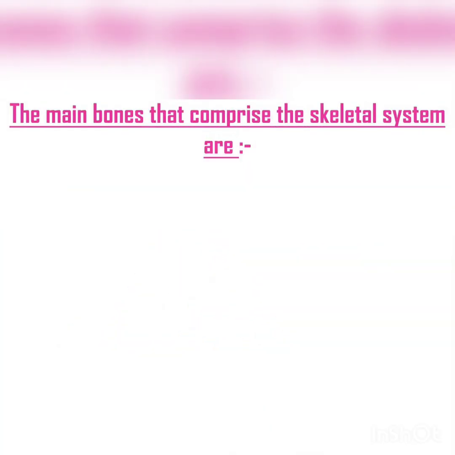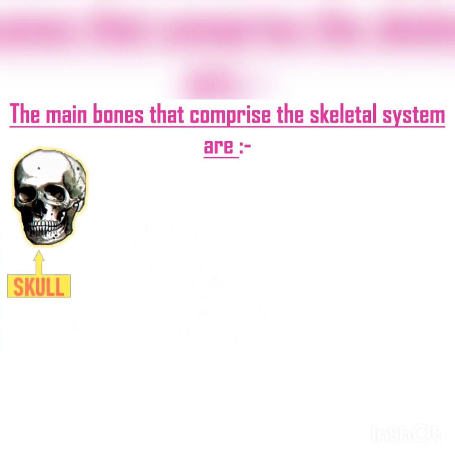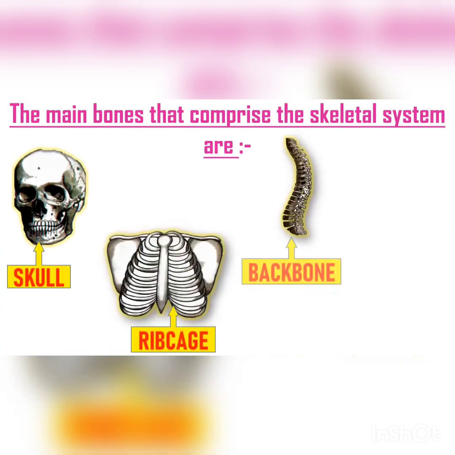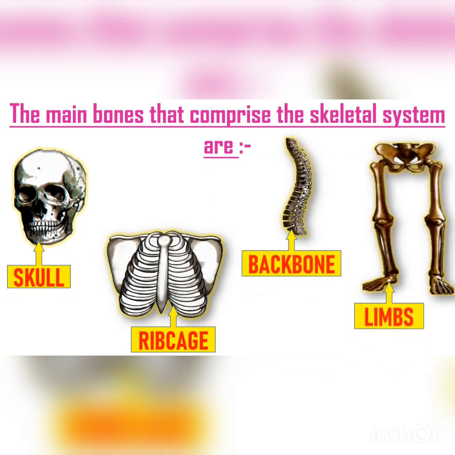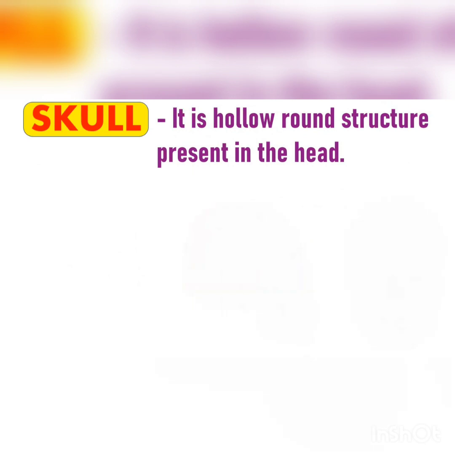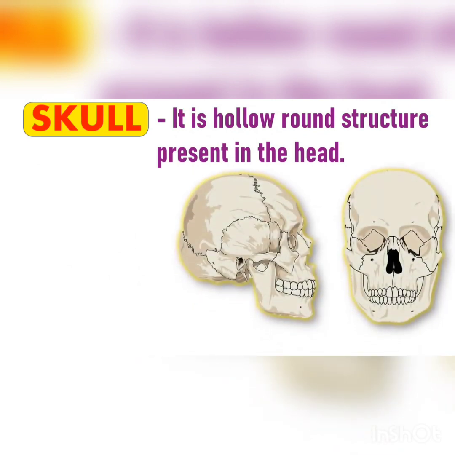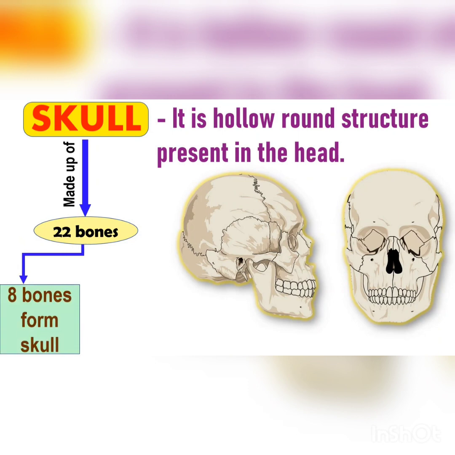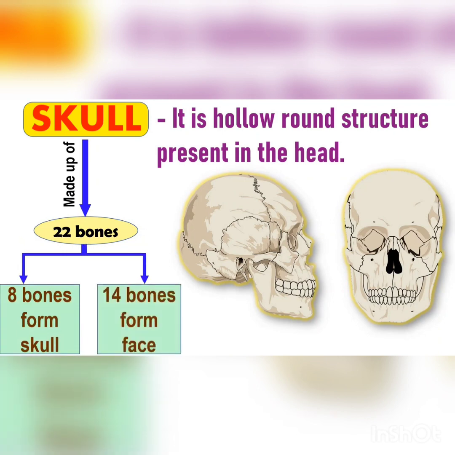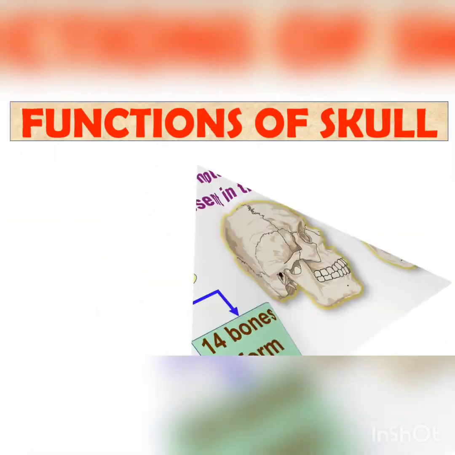Some important components of our skeletal system are skull, backbone, ribcage, limbs, and girdles. Let's begin with skull. It is the bony structure of the head that surrounds the brain and gives the head its shape. It is made up of 22 bones. The round hollow case called cranium holds the brain, and it is made up of 8 bones. In face we have 14 bones, so total 14 plus 8, 22 bones in the skull.